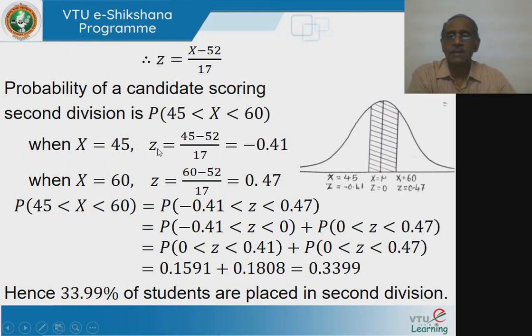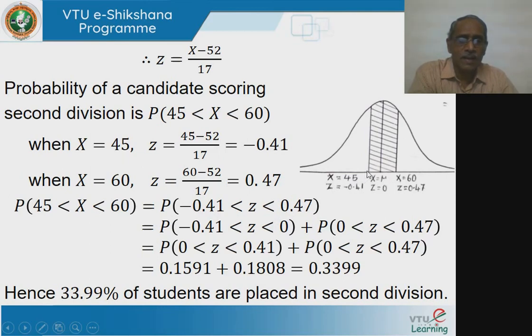When x is equal to 45, z is (45 minus 52) by 17. After simplification, we get minus 0.41. Similarly, when x is 60, z is (60 minus 52) by 17, which gives us 0.47. Therefore, the probability of 45 less than x less than 60 is equal to the probability of minus 0.41 less than z less than 0.47. Minus 0.41 comes from x equal to 45, 0.47 comes from x equal to 60. So minus 0.41 to 0.47 is this region.